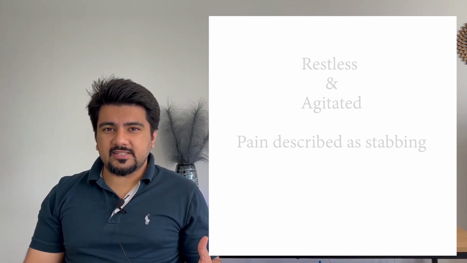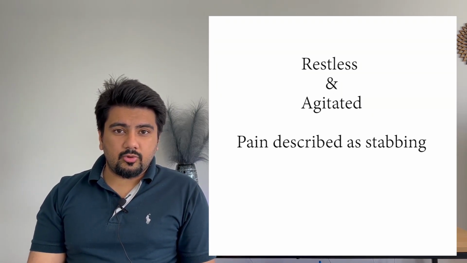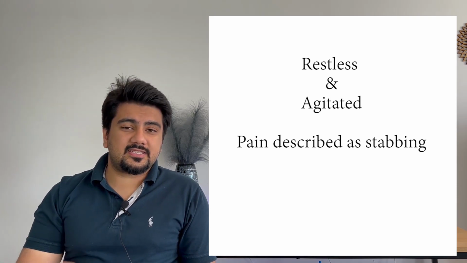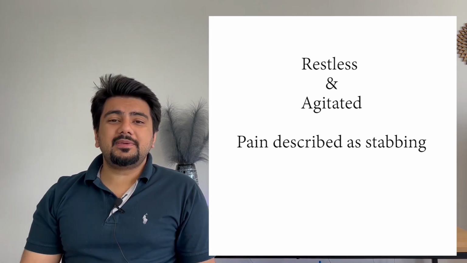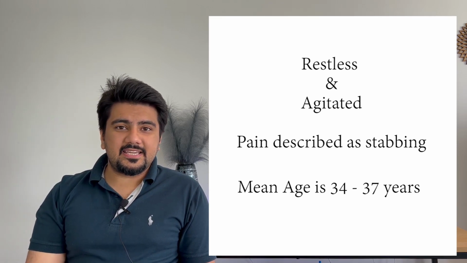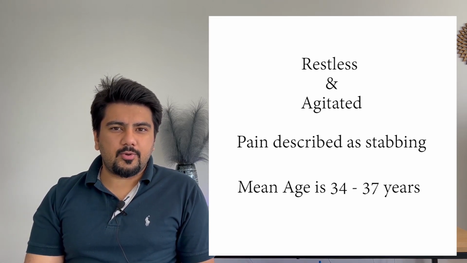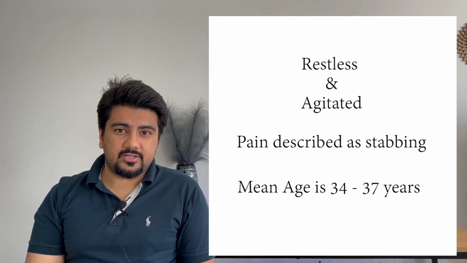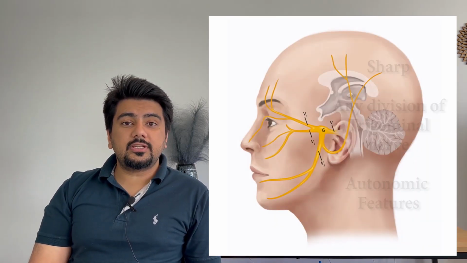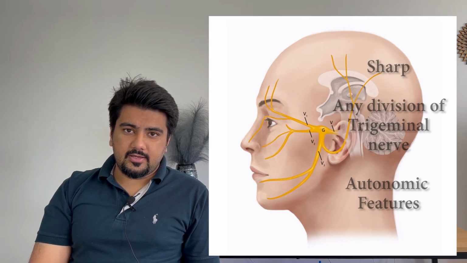Now these patients can be restless and agitated. They can report the characteristic of the pain as stabbing in nature. The mean age at onset of these TACs is usually the same for both headaches, which is 34 to 37 years. Now another type of headache is short-lasting unilateral neuralgiform headache.